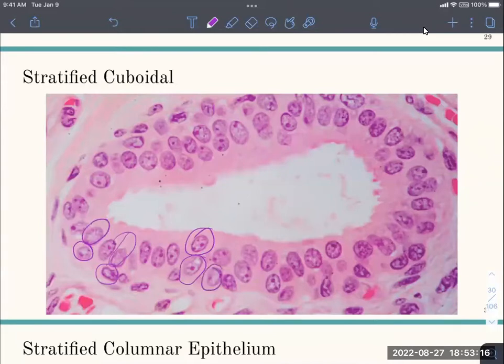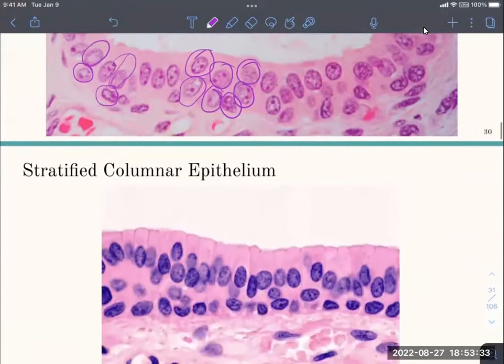So there are 2 layers of cells here. This one looks like there are 3 layers of cells here. This is how we determine, okay, it's stratified because there's more than 1 layer here. Most of the time there's only 2, but once in a while you can get more than that.